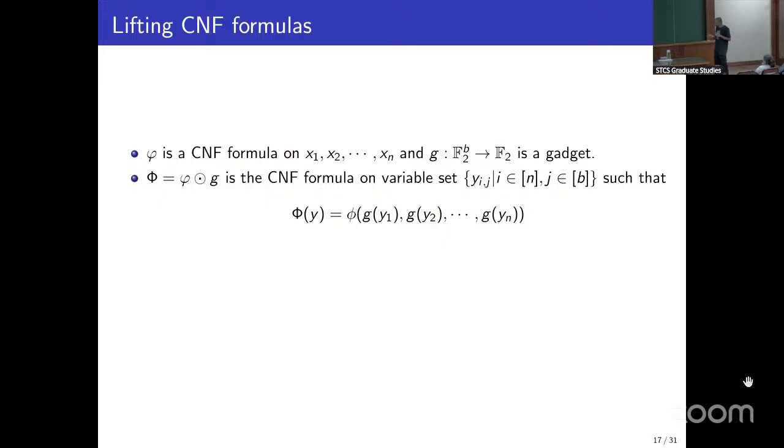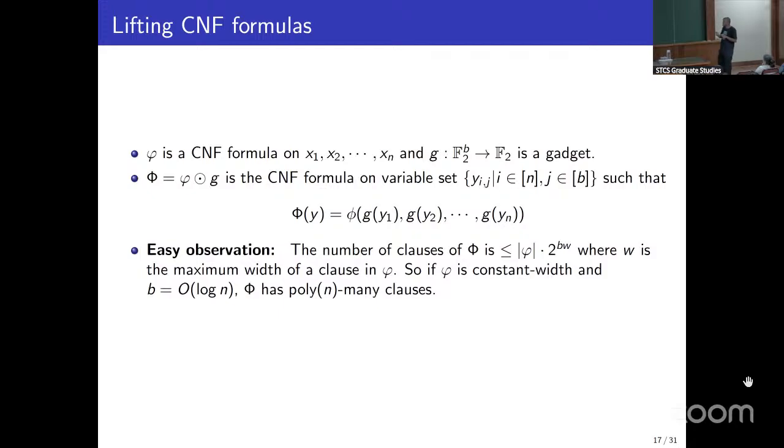The original CNF, the lifted CNF evaluated on y is equivalent to the base CNF evaluated on g of y1, g of y2, ..., g of yn. So you want to say that lifting the CNF, you just apply g to the lifted CNF and you get the original CNF. And there's a way to enforce this by looking at the clauses of the base CNF and brute forcing over the truth table of G. So I will not provide the explicit construction here, but it's not hard to do.